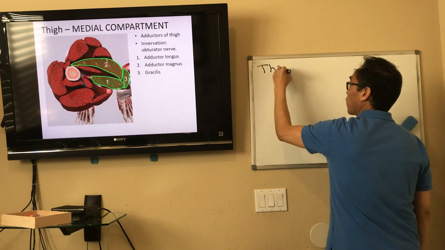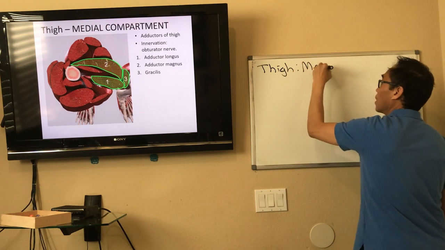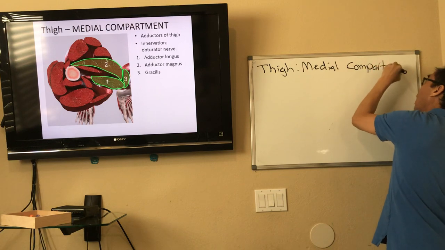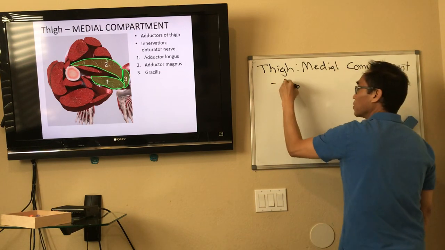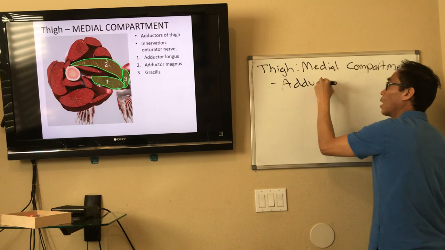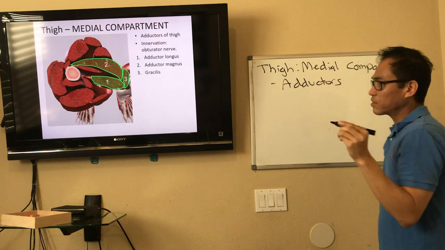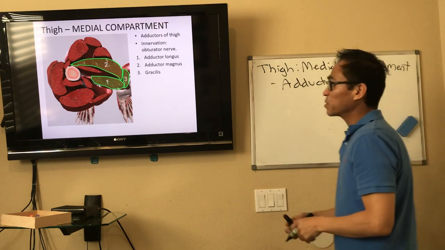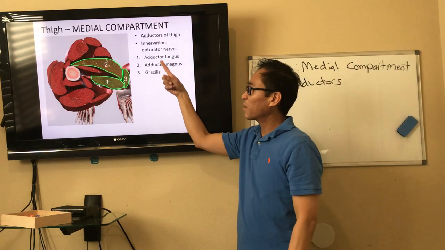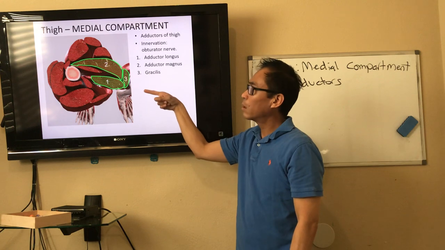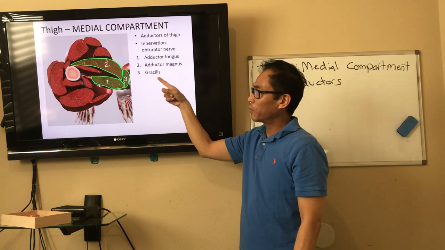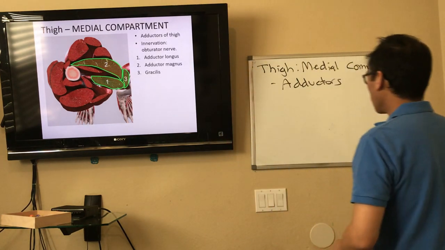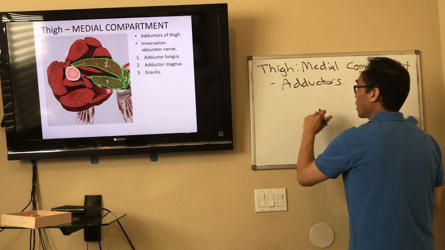So, general things about the thigh, medial compartment. All the muscles are adductors. If there's a muscle that does something else, I'll let you know, but pretty much as a group, adductors. In fact, some of the muscles that we're doing are called adductors. There's only three that we're going to cover, there's more: adductor longus, magnus, and gracilis. There's also pectineus and adductor brevis, I'm not going to do those. Anyways, they're all adductors in this region.